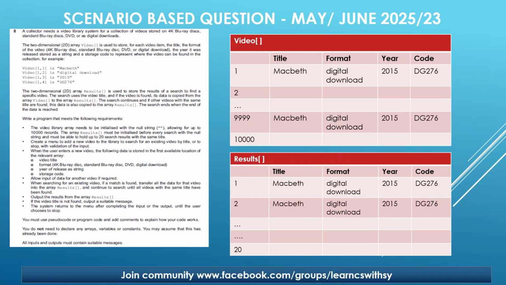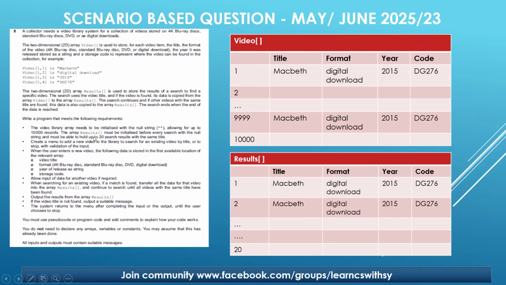Write a program that meets the following requirements. And what are the requirements? The video library array needs to be initialized with the null string. This is the null string. Quotations open, quotations close, allowing for up to 10,000 records. The video array is containing 10,000 records, as you can see, they are shown here, and they will be initialized by a null string. Null string means it's empty, nothing is inside.